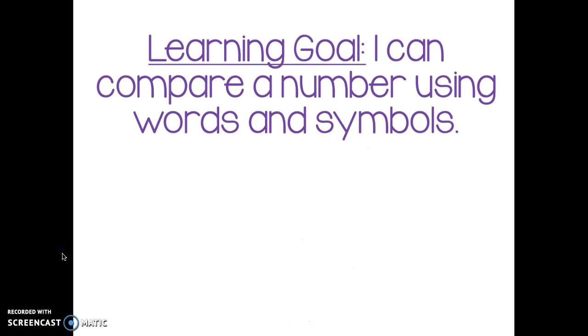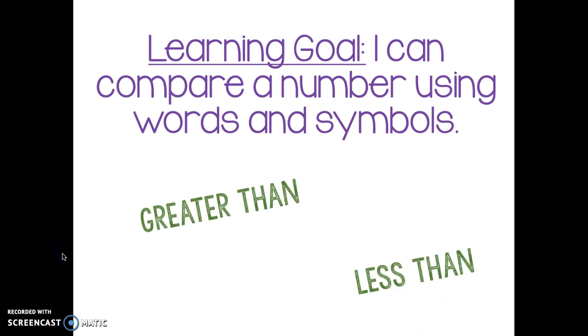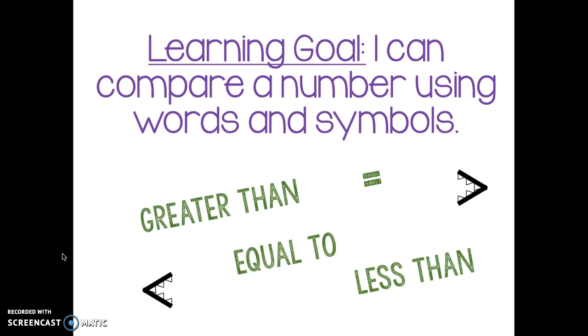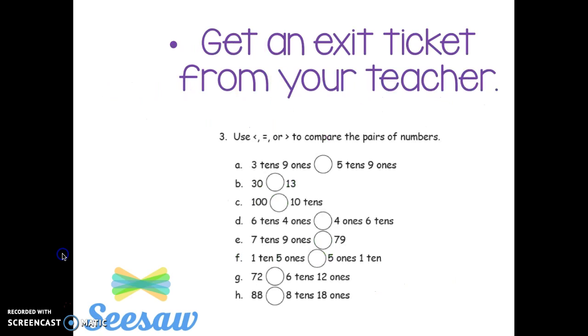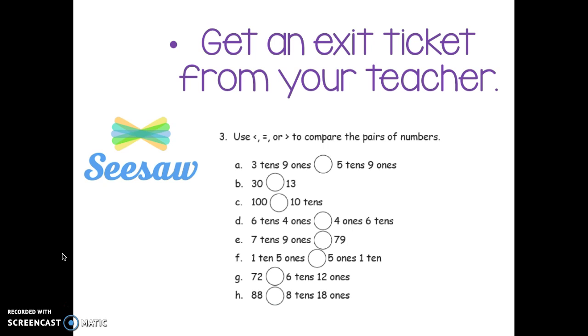All right, our learning goal said that I can compare a number using words and symbols, and we've done just that. We've said greater than, less than, or equal to, and we've used all these good alligator chomps, and then the equal sign, of course. It's your turn to do some practicing on your own. I'm going to go ahead and have you get this exit ticket from your teacher. Now it says to go ahead and use the alligator mouths on the inside of the circles to compare.